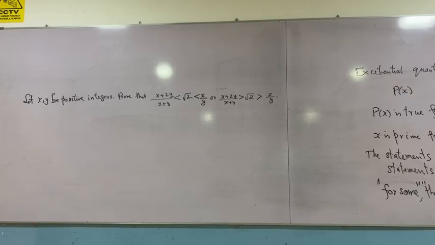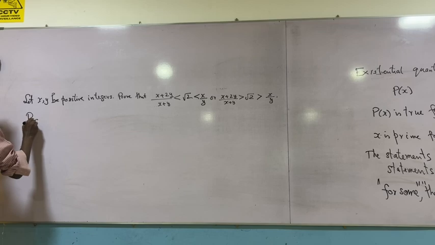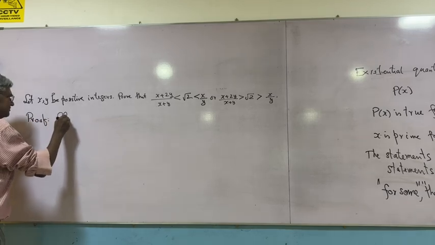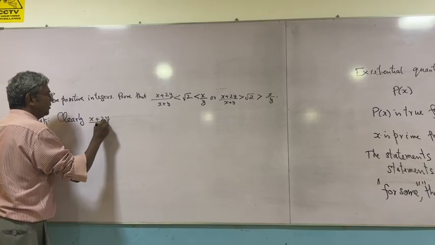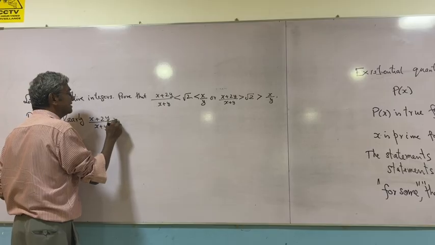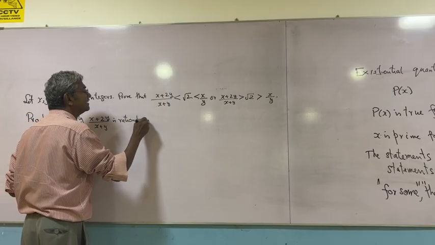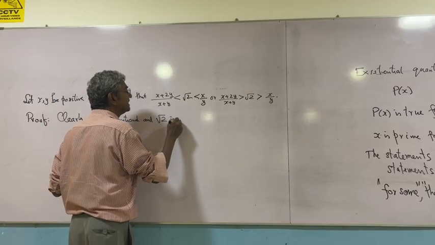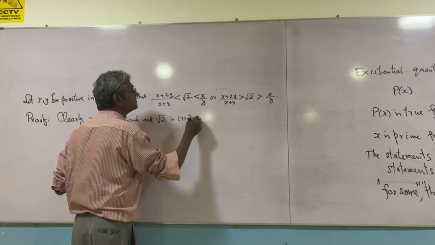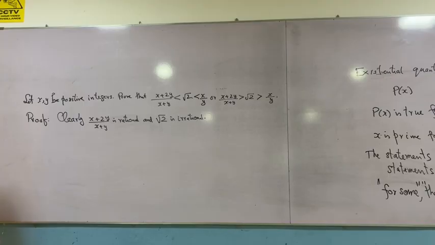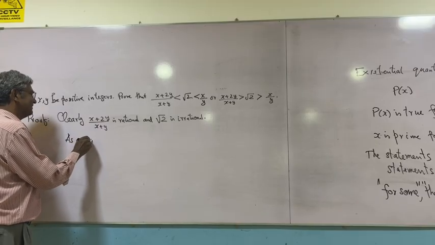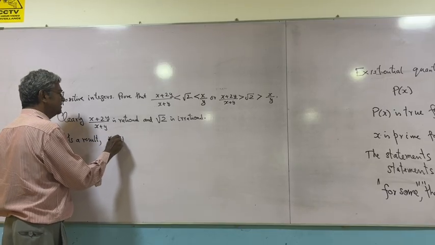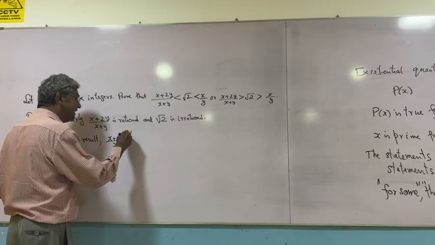I can write what I said so far. Proof. I don't know whether it will prove. Clearly, x, y are given. I don't have to write anything about it. Clearly, x plus 2y over x plus y is rational and root 2 is irrational. We know that. As a result, x plus 2y over x plus y is never equal to root 2.